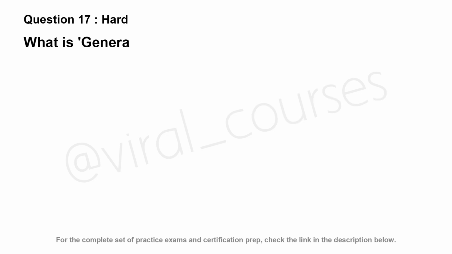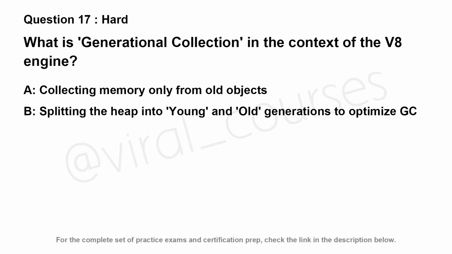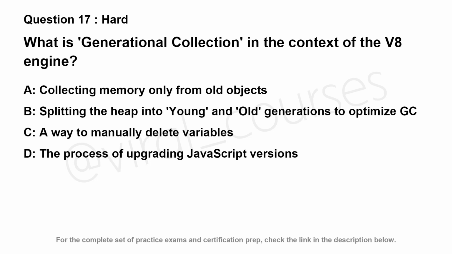What is generational collection in the context of the V8 engine? Option A. Collecting memory only from old objects. Option B. Splitting the heap into young and old generations to optimize GC. Option C. A way to manually delete variables. Option D. The process of upgrading JavaScript versions.